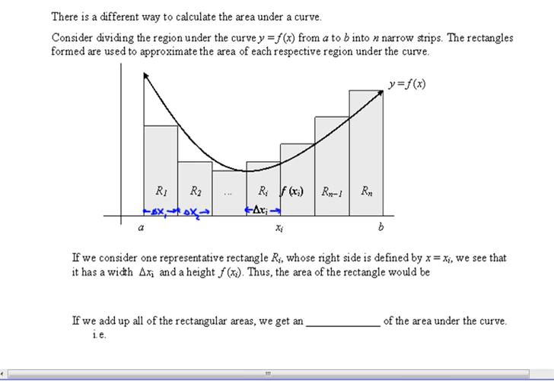So these rectangles are all on the left side of a point. Some of them are going to be a little bit above the curve, some a little below, so it's going to average out to be really close. Especially if we make our rectangles really, really small, it's going to approximate the area under the curve almost perfectly.